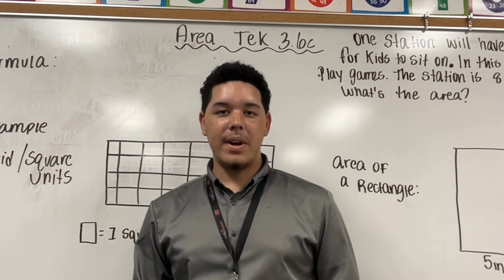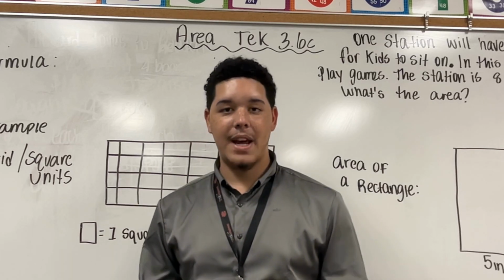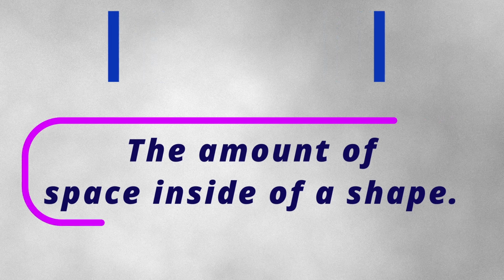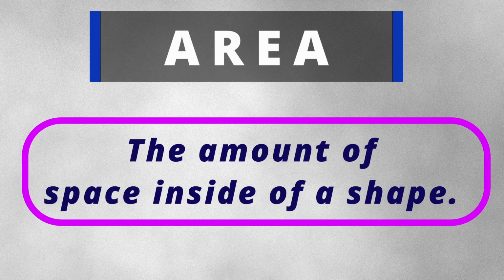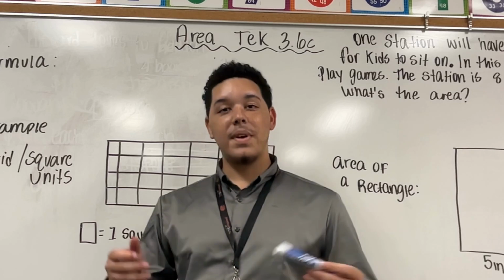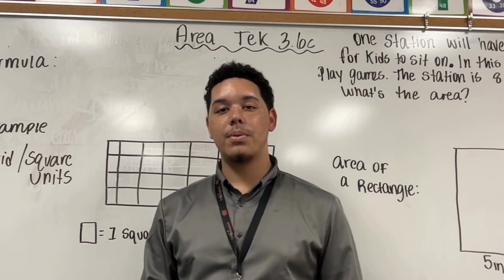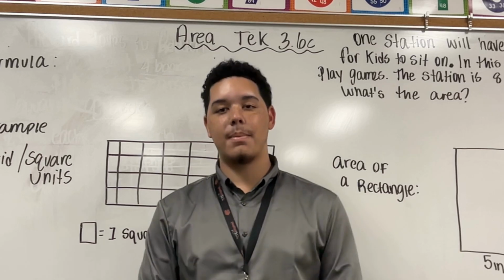So in this TEK, we are going to be taking a look at some shapes here. We're going to be finding the area of a shape. Now, here's what you need to know that's important. The definition of area is the amount of space inside of a shape. All right, so with area comes a formula. This formula is what's going to help you, especially when you're taking your STAR test. So let's talk about it.